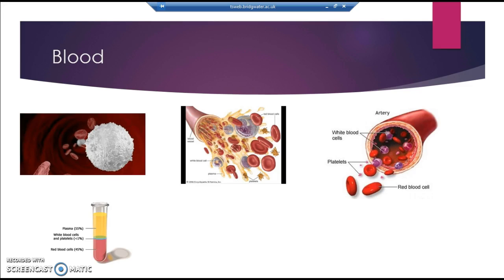Without factor VIII, you would die. There would be no clot, so it'd be very hard for us to keep living if there's a big gap. As you can see here on the left hand side, there's 55% plasma, 45% red blood cells, and 1% white blood cells and platelets put together. So there's not a lot of this, but it still makes up all of the blood.